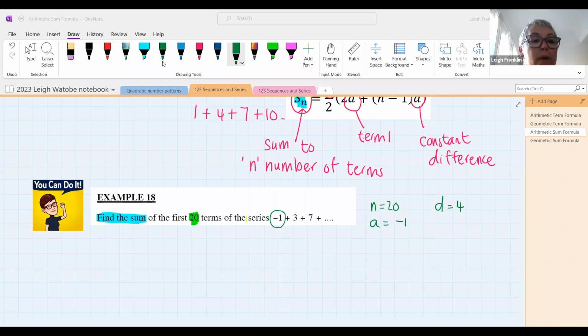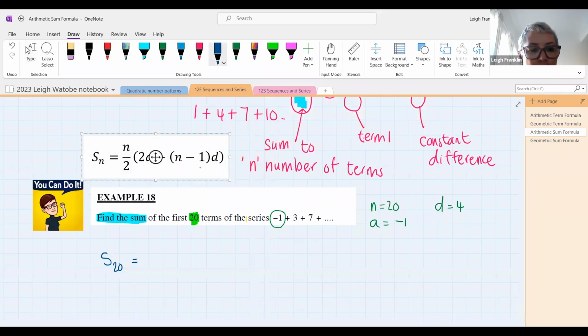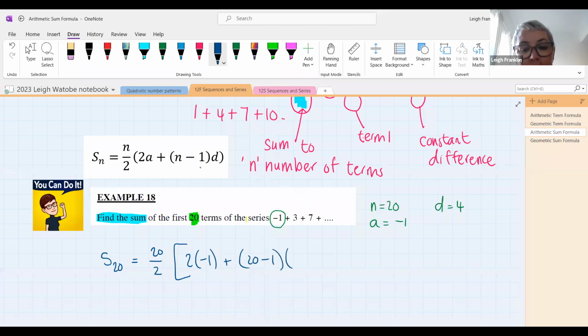And this is how we would set it out. We would write here that the sum to 20 is, I'm subbing into the same formula over here, so I'm just going to grab that and pull it down here so that we can all see it. So I'm going to write 20 over 2, 2a plus n minus 1 times d. All right. And that's all you need to show. And then you're going to pick up your calculator and you're going to work out what the answer is. What are you guys getting as an answer?